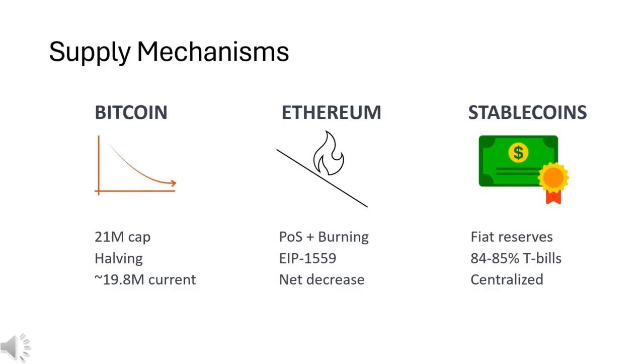These differences trace back to fundamental questions of value formation. Bitcoin has a fixed 21 million supply cap coded into its protocol, with block rewards halving periodically. Current circulating supply has converged to approximately 19.8 million coins. Ethereum, after switching to proof of stake following the merge in 2022, implements fee burning through EIP-1559. At certain points, net burning causes the total supply to decrease.